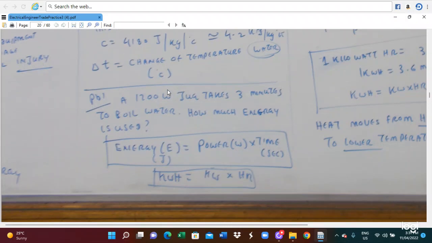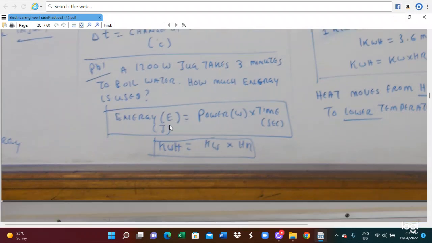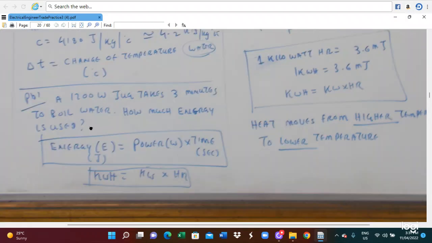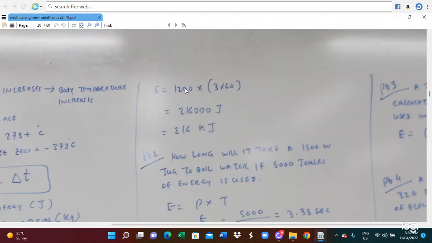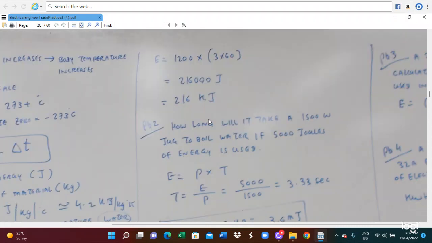The problem is: a 1200 watt jug takes 3 minutes to boil the water. How much energy is used? The energy E can be calculated as power multiplied by time. The kilowatt hour is kilowatt multiplied by hour. This is the way we calculate the energy. In this case, 1200 multiplied by 3 minutes, so 3 times 60 seconds, you get 216,000 joules, or 216 kilojoules.